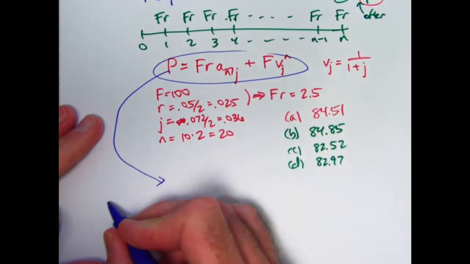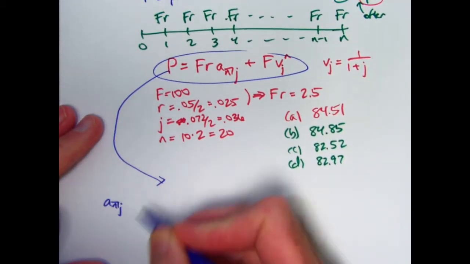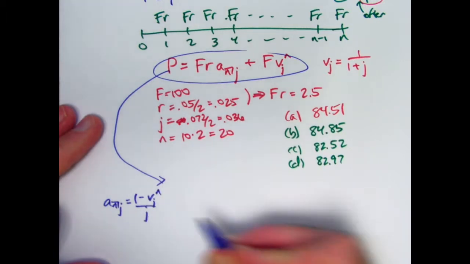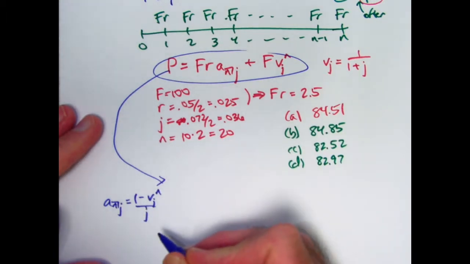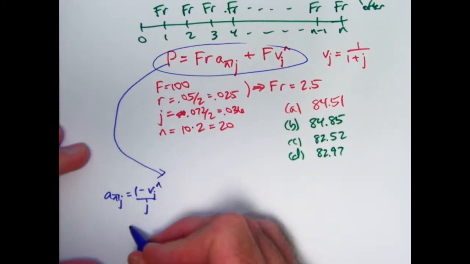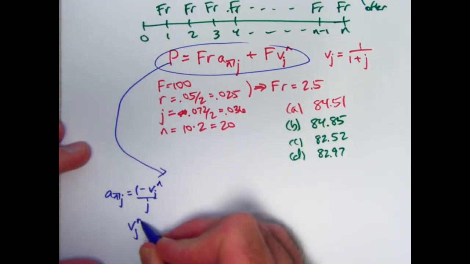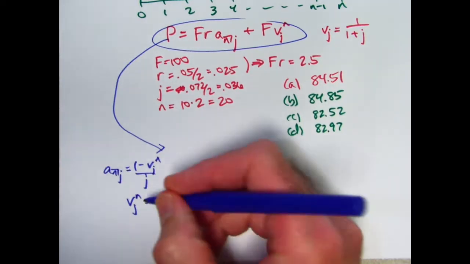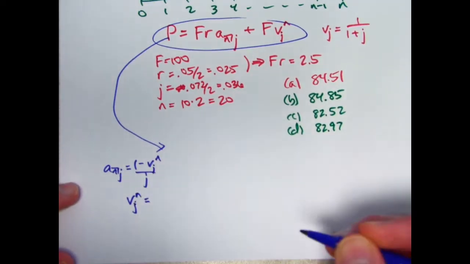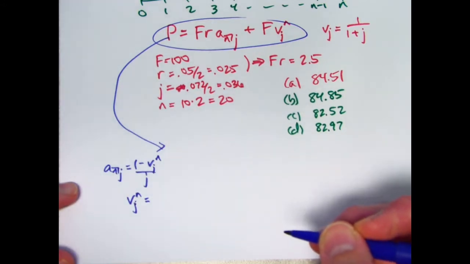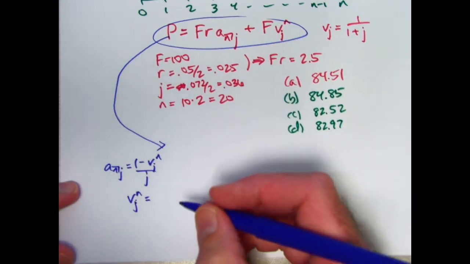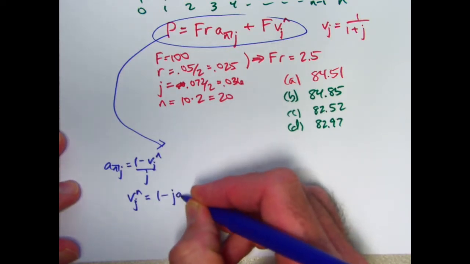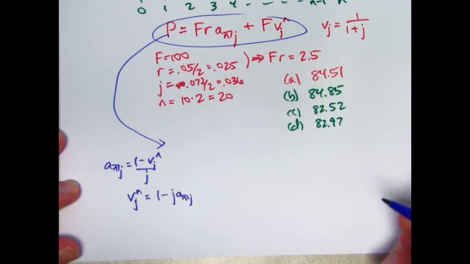Let's use the fact that a_n at interest rate j is (1 minus v_j to the n) over j. In fact, let's solve that equation for v_j to the nth power. If you first multiply both sides by j, then subtract 1 from both sides before you finally multiply both sides by -1, you get v_j to the n is 1 minus j times a_n at interest rate j.